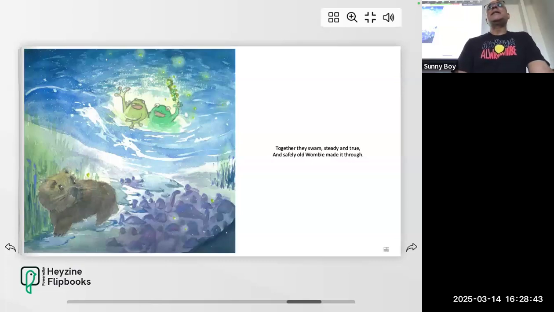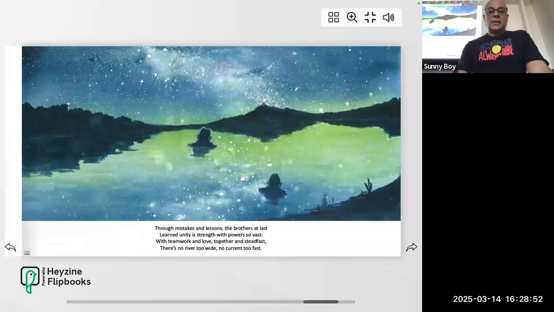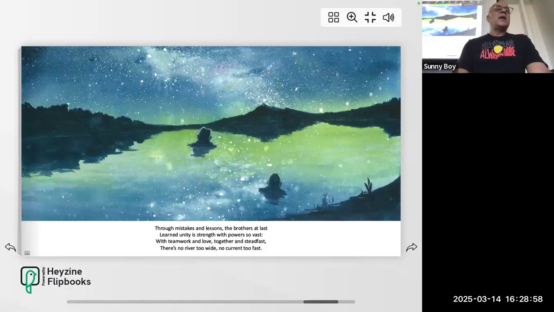Together they swam steady and true, and safely old Wombi made it through. Through mistakes and lessons, the brothers at last learned unity is strength with powers so vast. With teamwork and love, together and steadfast, there's no river too wide, no current too fast.